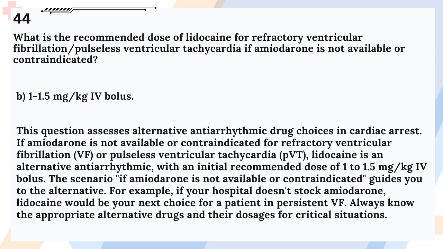Answer: B. 1 to 1.5 mg/kg for bolus. This question assesses alternative antiarrhythmic drug choices in cardiac arrest. If amiodarone is not available or contraindicated for refractory ventricular fibrillation, VF, or pulseless ventricular tachycardia, lidocaine is an alternative antiarrhythmic, with an initial recommended dose of 1 to 1.5 mg per kilogram for bolus.